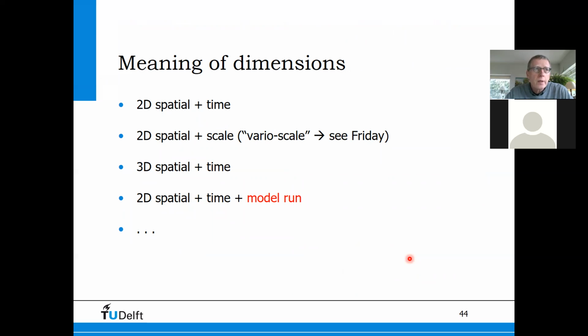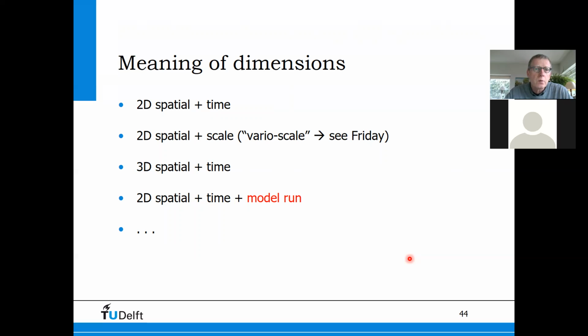Okay, let's go back to the multiple dimensions. What dimensions do we have? Okay, 2D, space and time. That will be 3D together. Maybe also scale has a dimension. See the lecture Friday. Or 3D space and time, that would become a 4D hypercube.